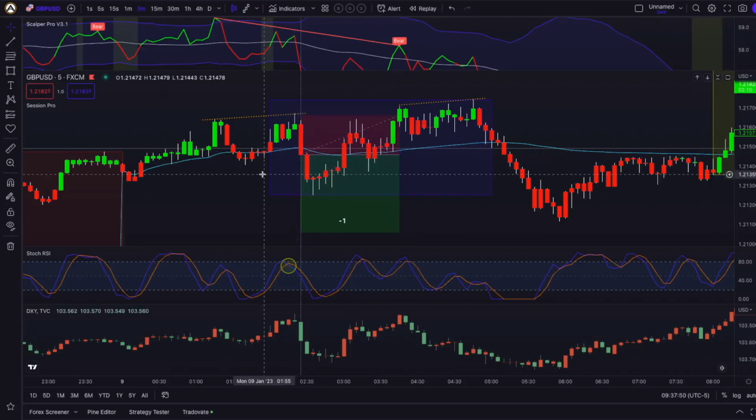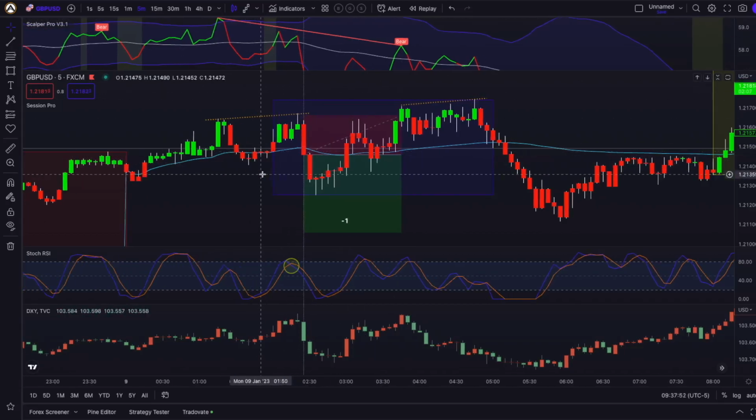So let's use the DXY to actually confirm signals. Ideally we would like to see a bearish divergence for our signals, but a normal confirmation that the DXY is currently lining up with what we see on GBPUSD is already good enough.